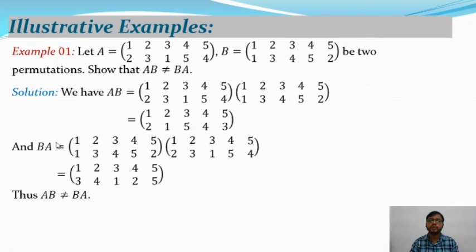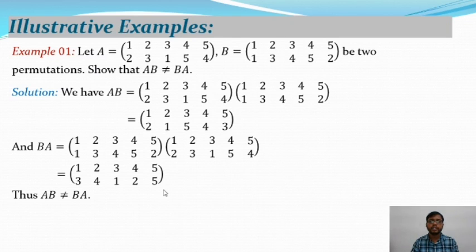Okay. And similarly we will find the product of two permutations, that means B dot A, where the first permutation is B and the second permutation is A. Applying the same process, from this we get the product of two permutations, which is 1 goes to 3, 2 goes to 4, 3 goes to 1, 4 goes to 2, and 5 goes to 5. So these two permutations are not equal, so that is AB is not equal to BA. Okay, so hence the proof of the above example.